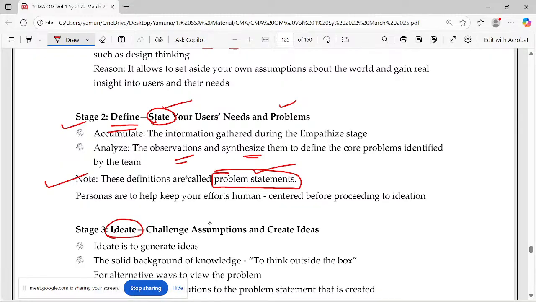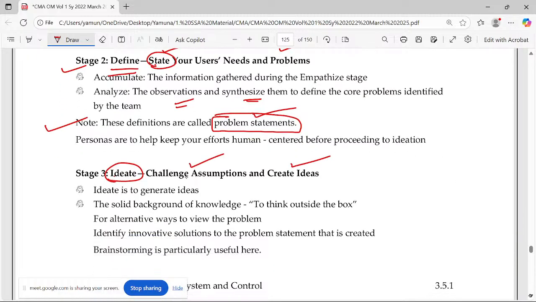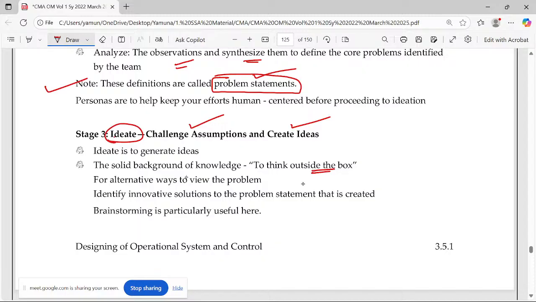Then you ideate, which means you challenge assumptions and create ideas. That's what design thinking is, to think outside the box. So you go for identifying innovative solutions, how the problem statement can be solved. Okay, a brainstorming session may be created. Brainstorming means we go for taking feedback and other things.